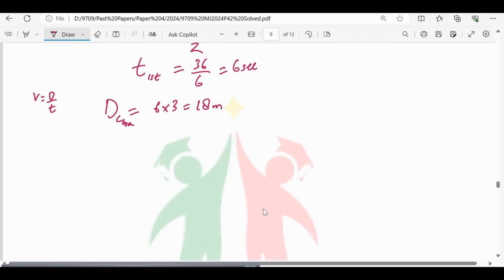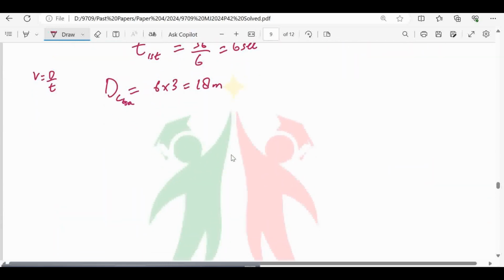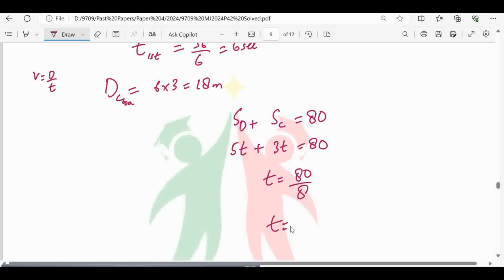So that is why we can say that the distance covered by D plus the distance covered by C will be equal to 80, and this one is 5 into t, because we are not sure about the time, but we are clear about the velocity. And 3t, its velocity is 3, so 80, and the time will be equal to 80 by 8, which means the time will be 10 seconds. This will be the final answer. Let's move to the next question.